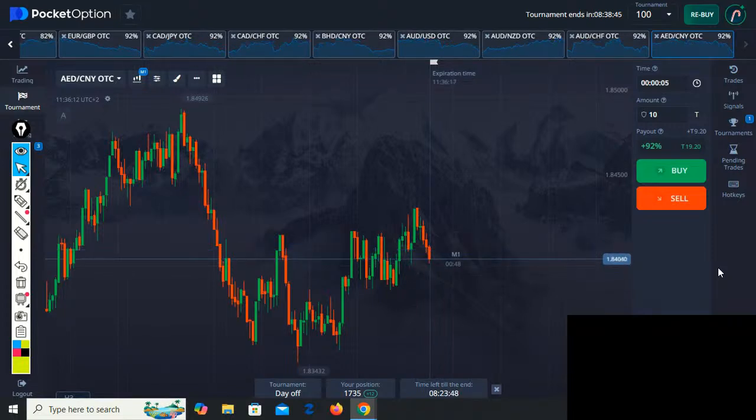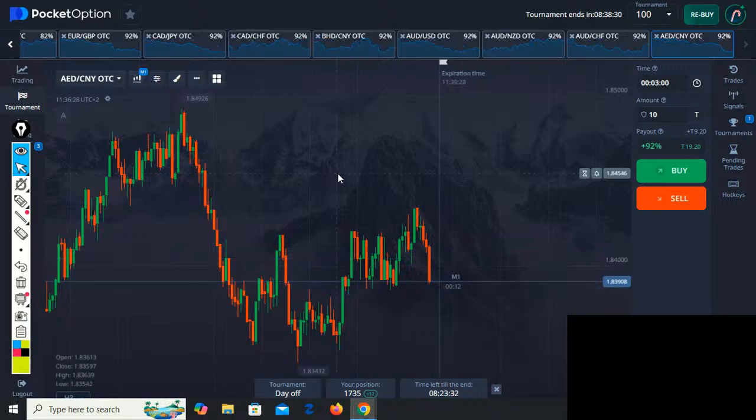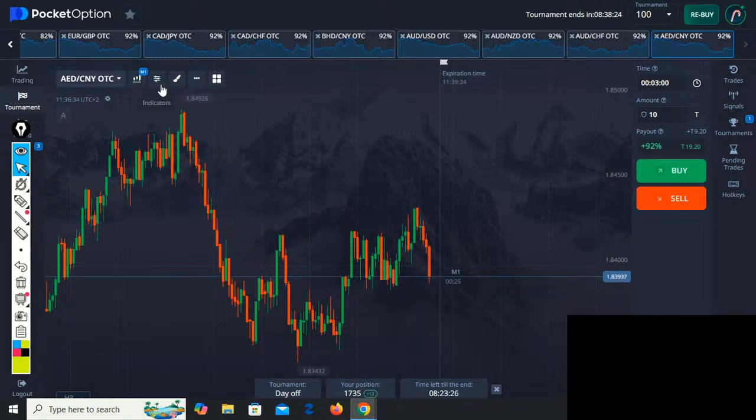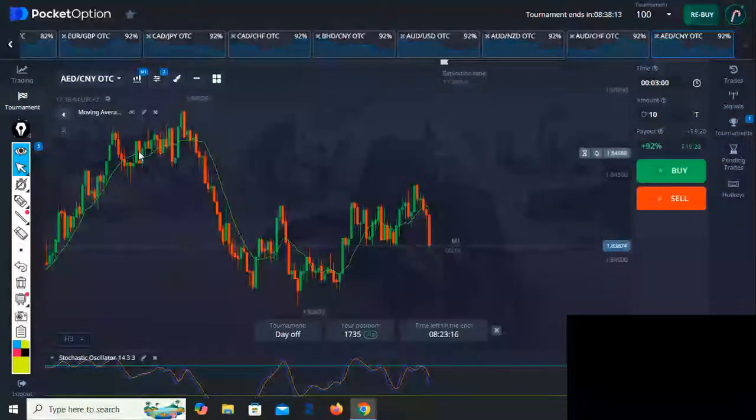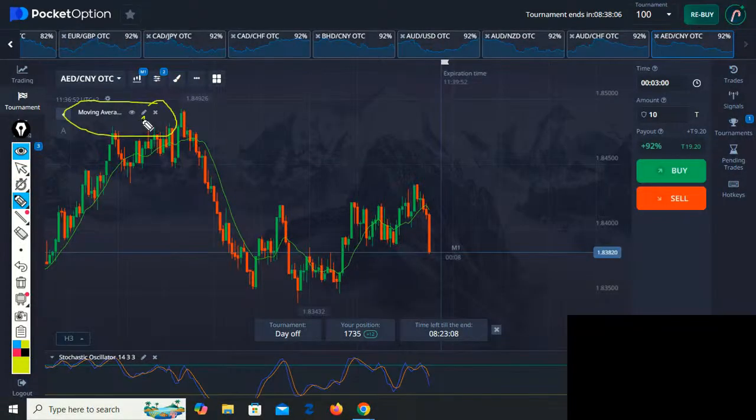Let's set up our charts and indicators. First thing, we'll be using the 1 minute chart, and as for the indicators, you go to this tab over here, you click on it, click on moving average once, and on stochastic oscillator once.